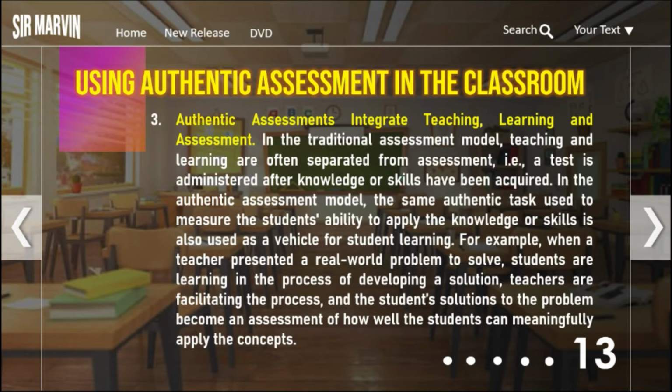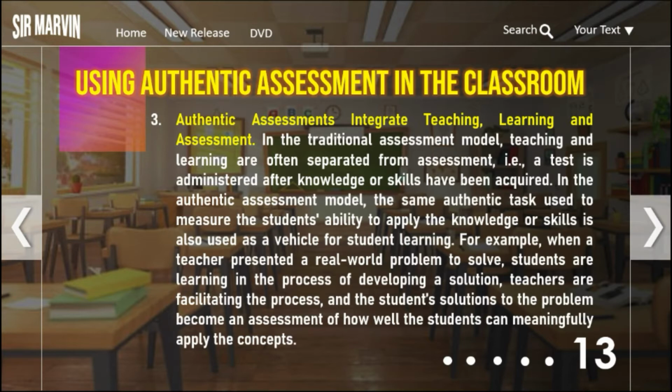Okay, so kumbaga ito naman ay full package na, okay? Meron ng teaching, then merong learning, and of course nagkakaroon na rin ng assessment. For example, si teacher nag-present siya ng word problem na kailangang isolve ng mga bata. Itong mga students na to, they are learning in the process of developing a solution. So dun pa lang sa process ng pag-solve nila, natututo na sila.